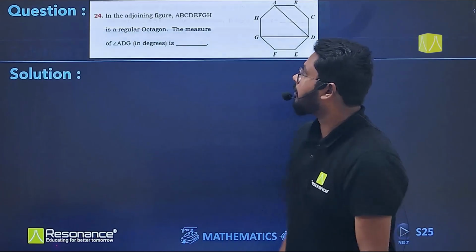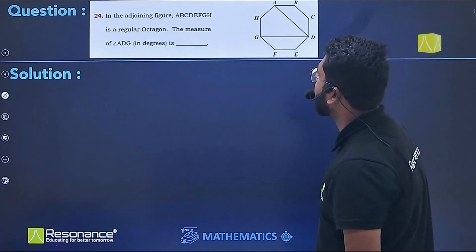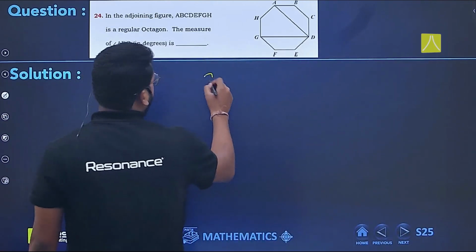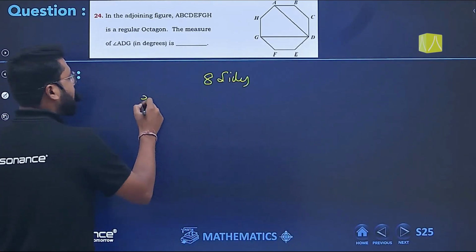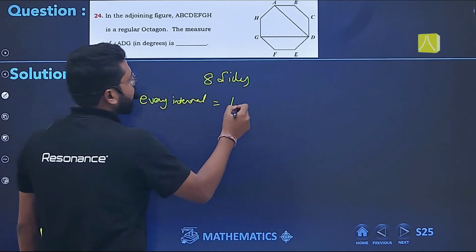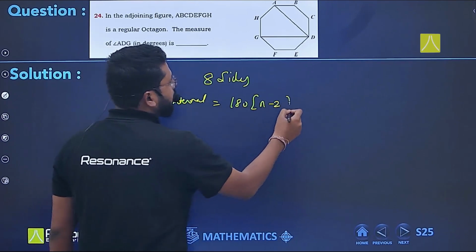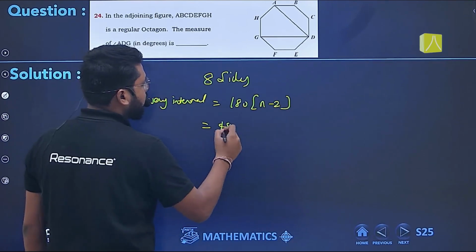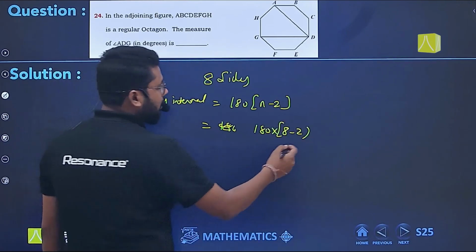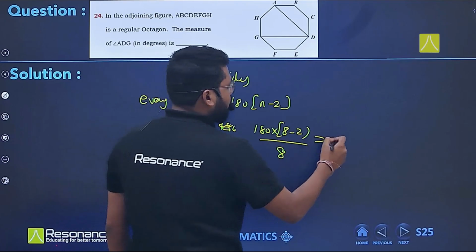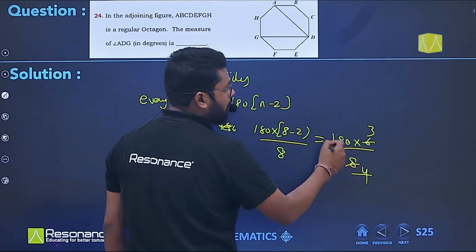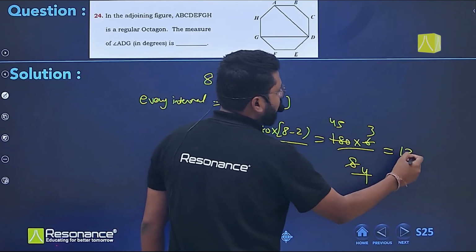Okay. Now question number 24. In the adjoining figure ABCDEFGH, it is a regular octagon. Octagon means 8 sides. So every internal angle will be, the formula is 180 into n minus 2, divided by number of sides. So it is 180 into 8 minus 2, divided by 8. So it is like 180 into 6 by 8, which simplifies to 135. So every angle will be of 135 degree.